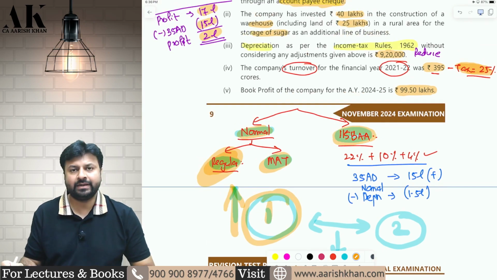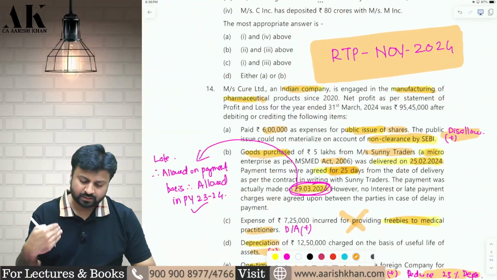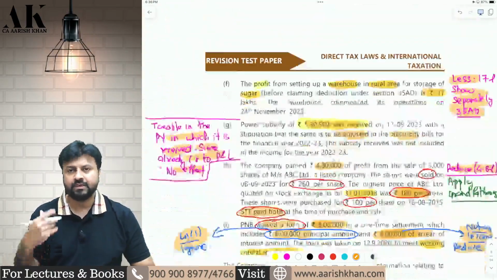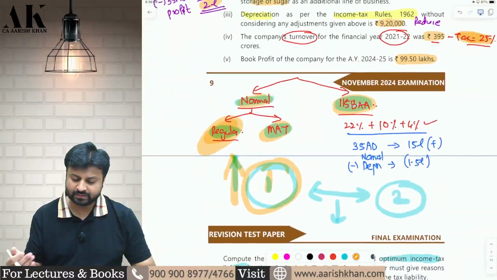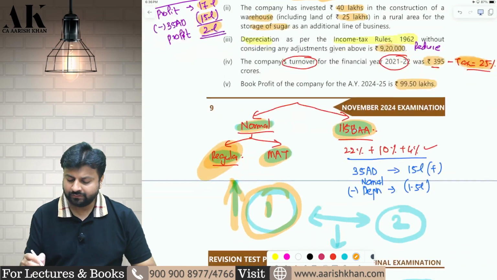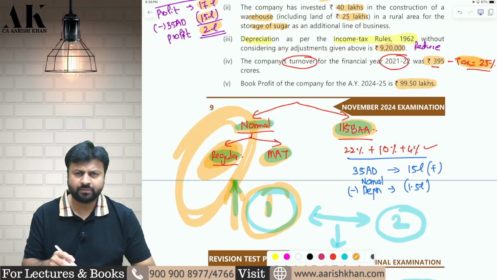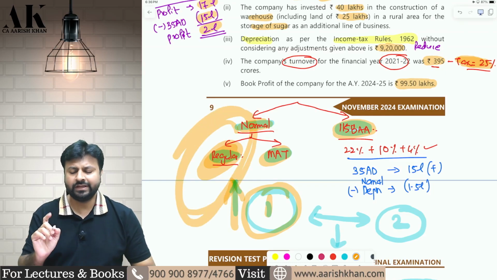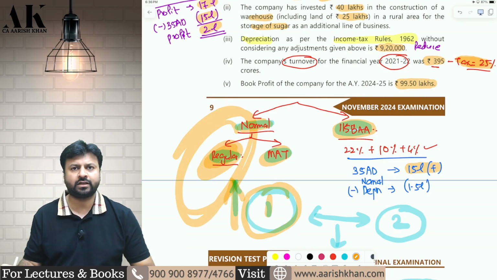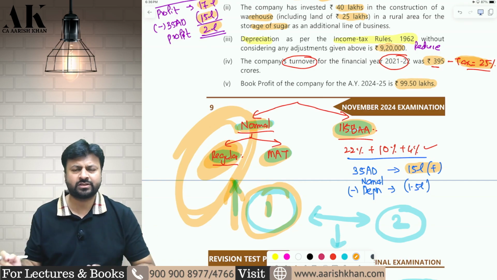Now in 115BAA, what will you follow? 115BAB is not applicable to the assessee because the assessee is not fulfilling the conditions of 115BAB. So 115BAA will be applicable over here. So in 115BAA, everything will be same. The entire total income computed as per the regular provision will be taken here. Only one thing will be added back, that is the 35AD deduction. 35AD is not allowed in 115BAA. Rest all is allowed, whatever is there in this question.